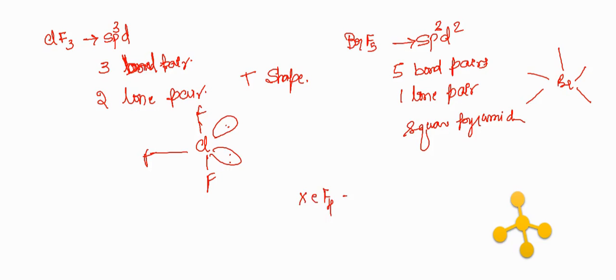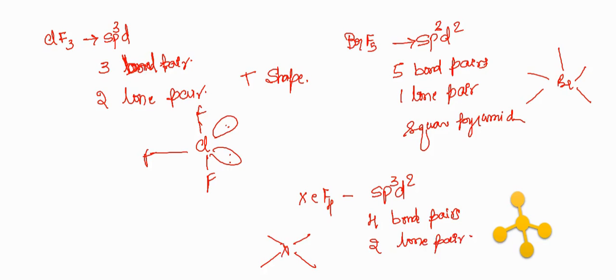Next is XeF4. sp3d2 hybridization. Here we'll get four bond pairs and two lone pairs. So square planar is the geometry. So we'll see our options. Here is T shape, square pyramidal and square planar. XeF4 shows square planar.